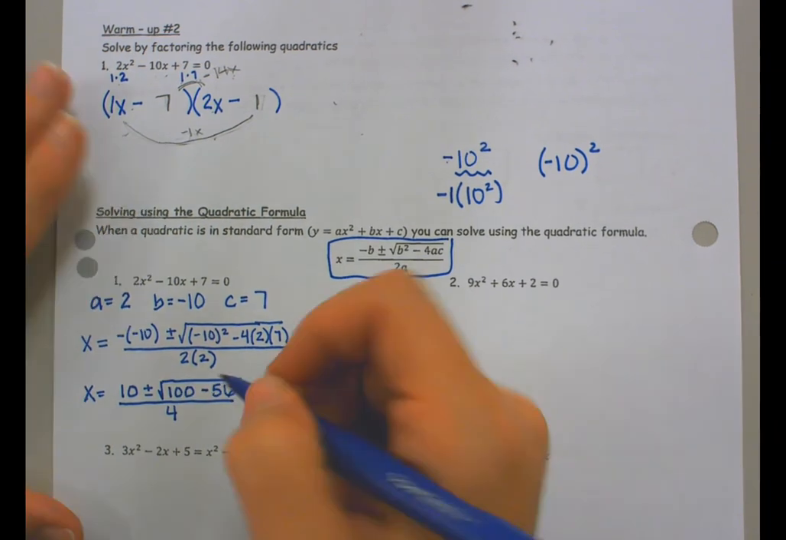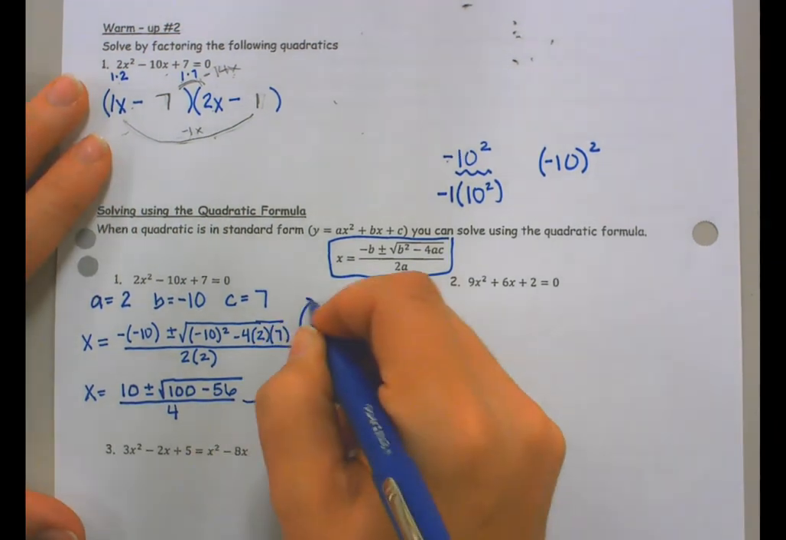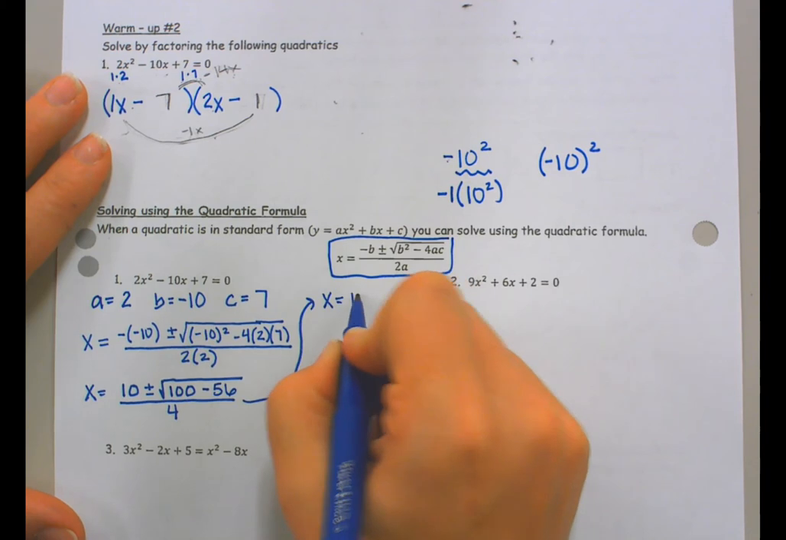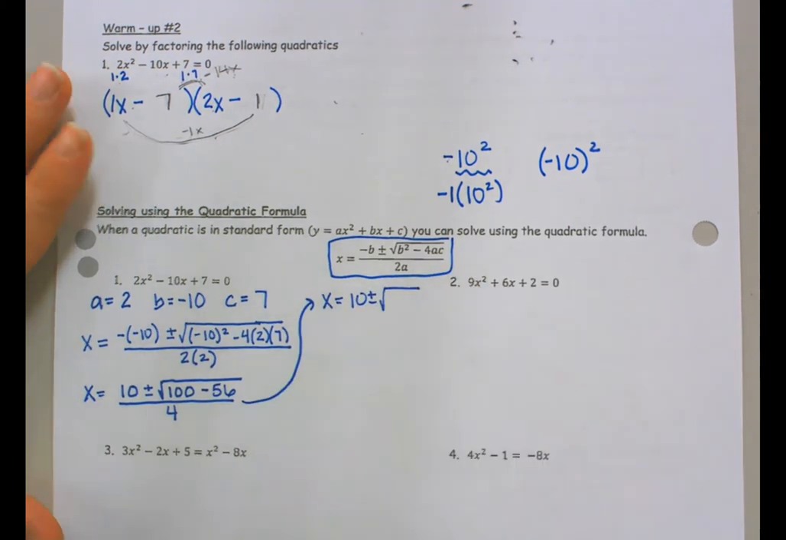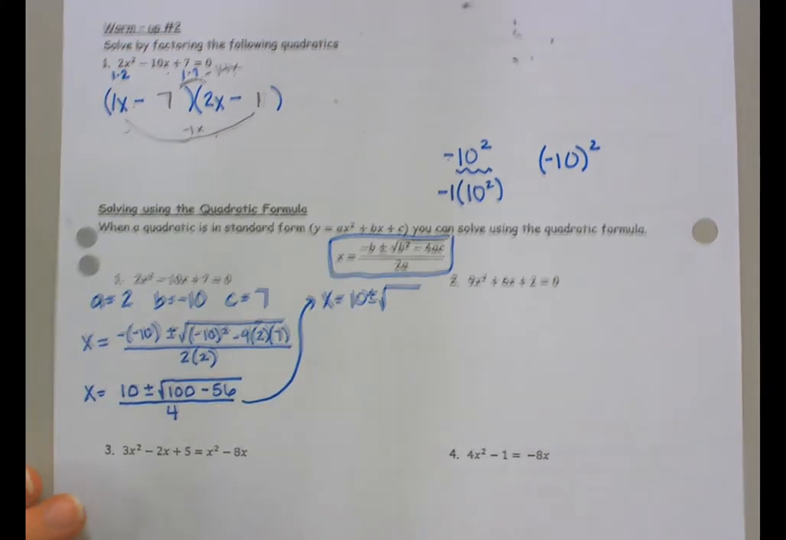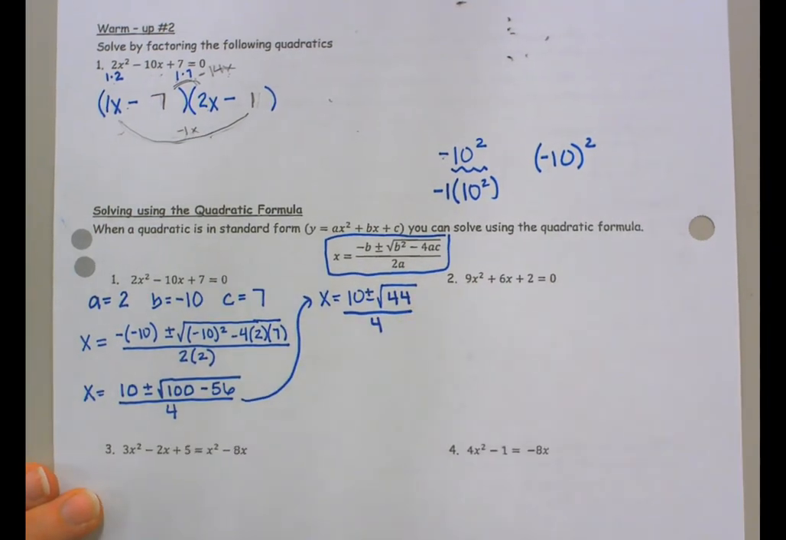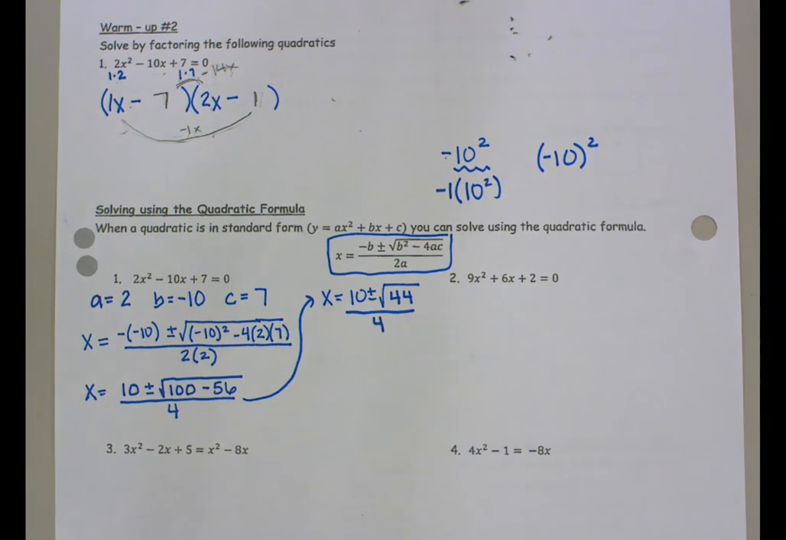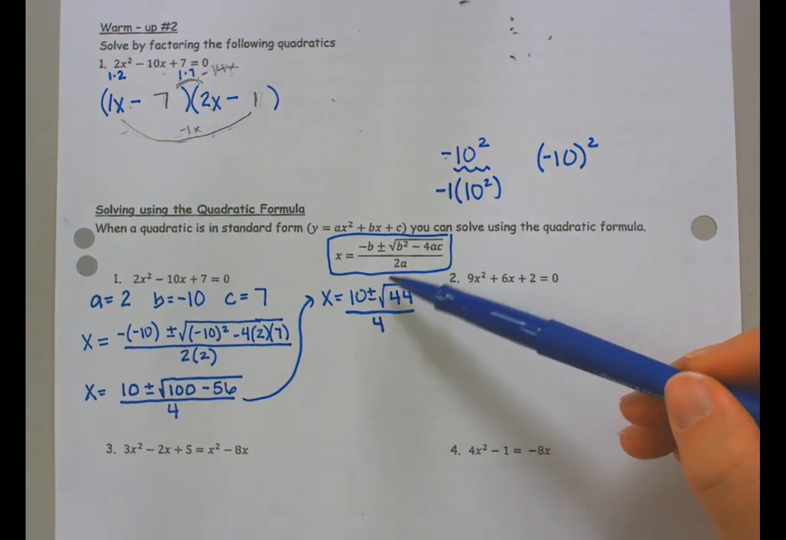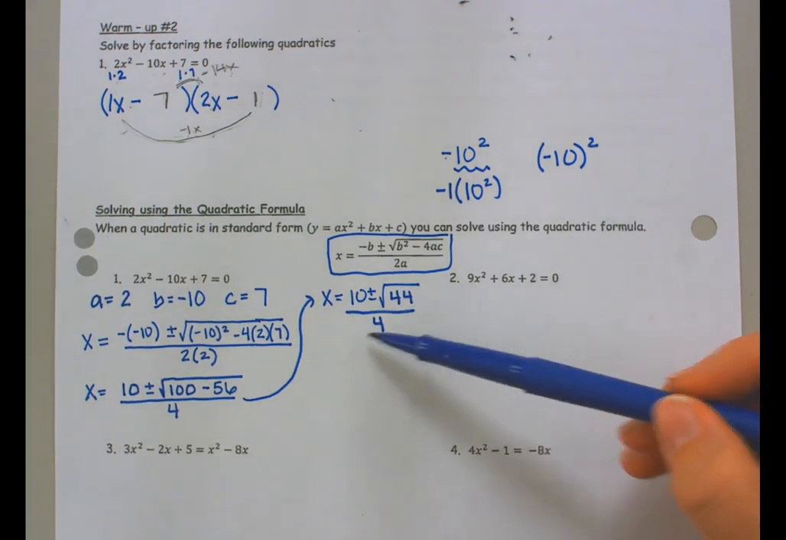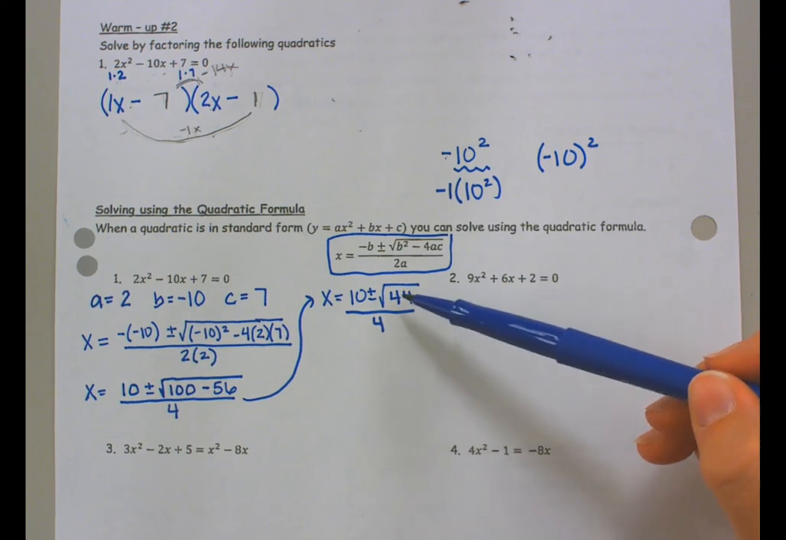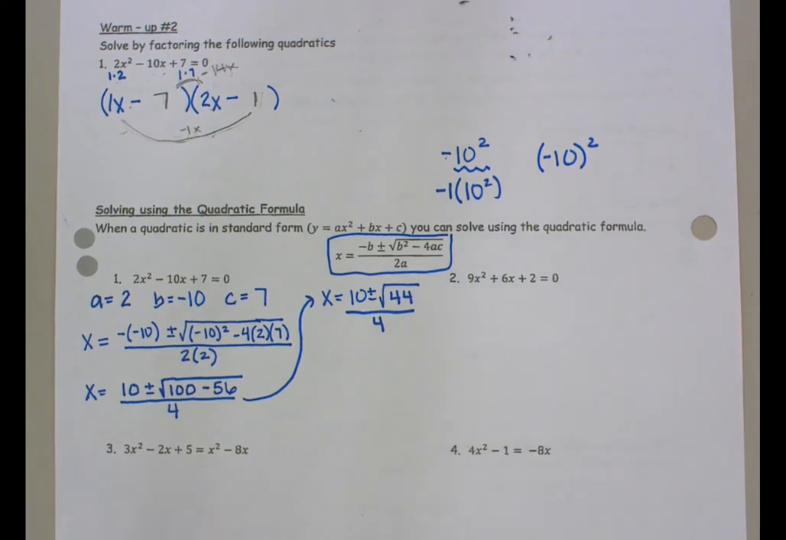So then if I keep simplifying, I get x equals 10 plus or minus 100 minus 56, which would give me 44, over 4. So now I cannot simplify this number inside the radical with this 4. The radical locks that number in. That number is not touchable inside the radical. Now, when I simplify the radical, if something comes out, then I would be able to simplify.